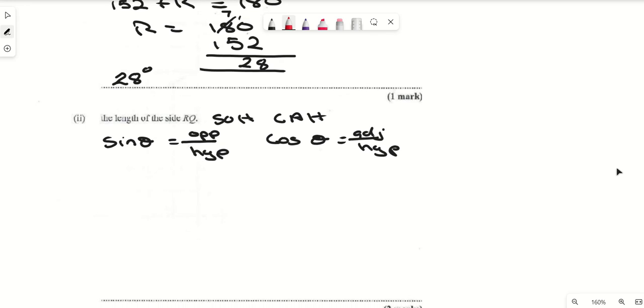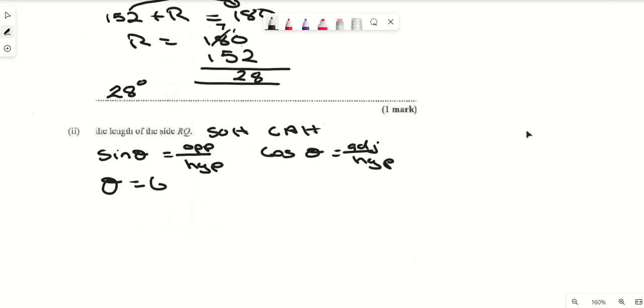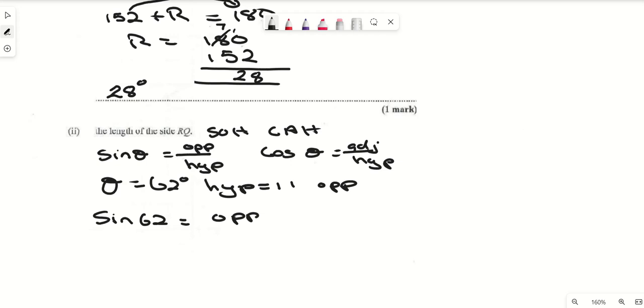So we have opposite and hypotenuse. Theta is equal to 62 degrees. Your hypotenuse is equal to 11, and we're trying to find your opposite. So that means we will use sine. So you're going to put sine 62 is equal to opposite over hypotenuse, which is 11. We're going to make our opposite the subject of our formula. You carry across 11, so it's 11 sine 62 is equal to your opposite.